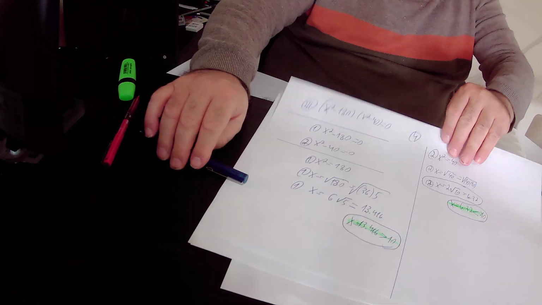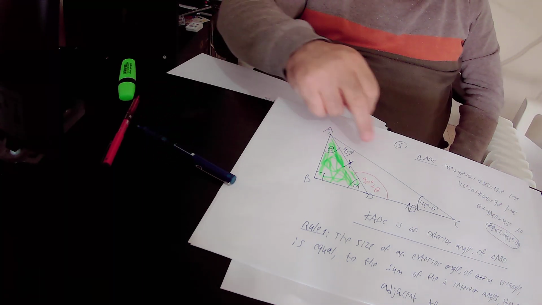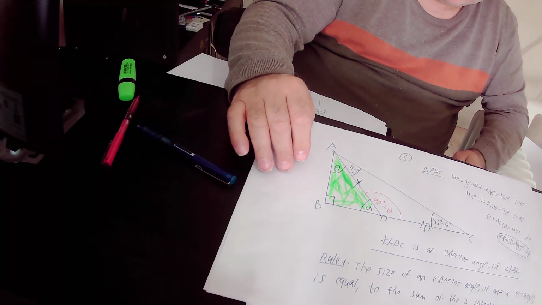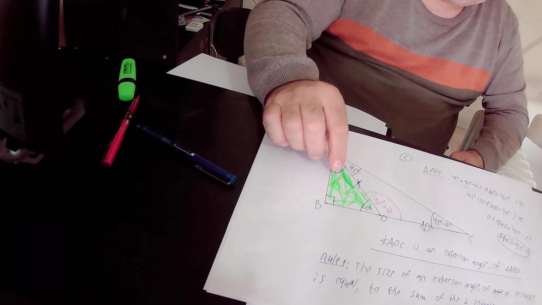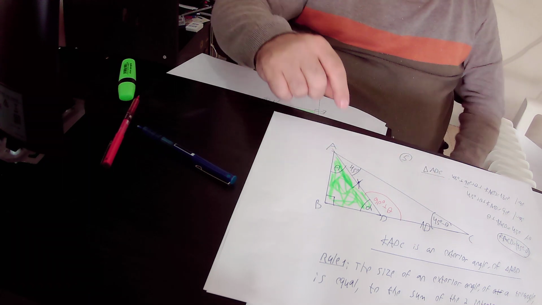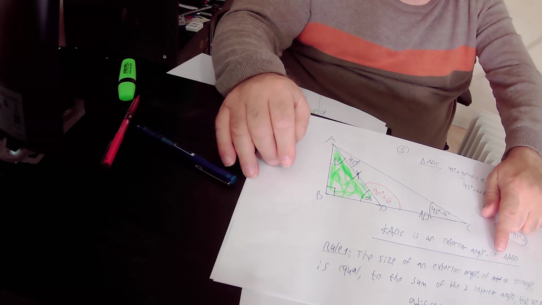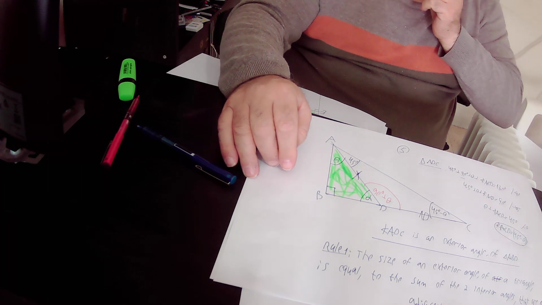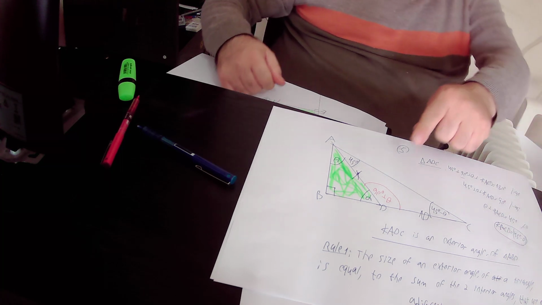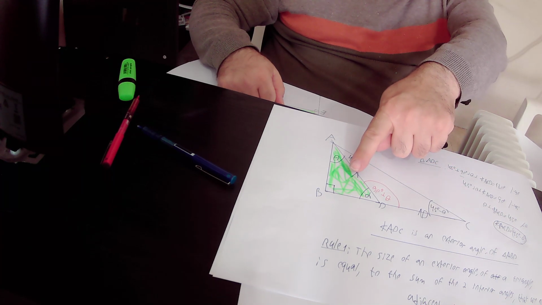Okay, then I copied the right triangle ABD and the right triangle ADC onto this new page, and here we have the green triangle ABD, and the exterior angle ADC. And the size of an exterior angle of a triangle is equal to the sum of the two interior angles that are not adjacent to it. So the angle ADC is an exterior angle in relation to the green triangle.